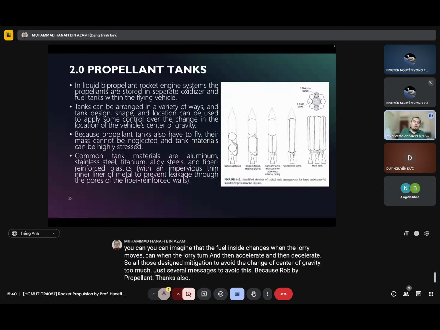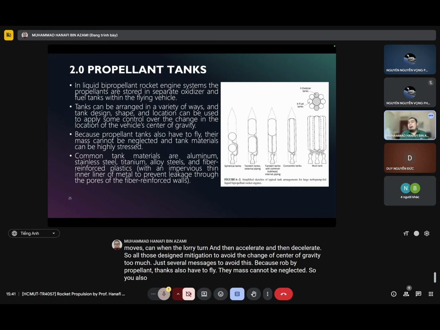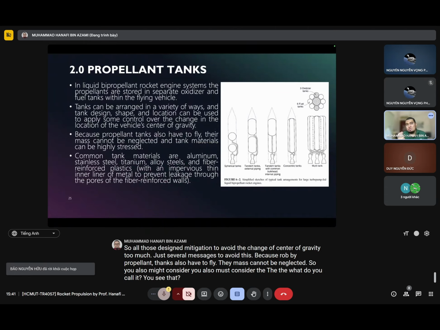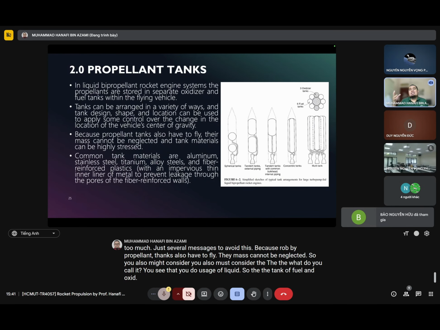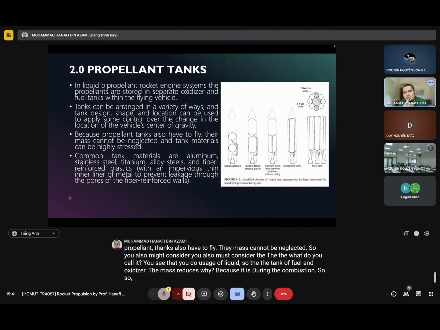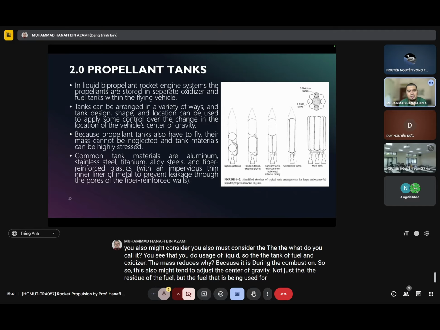Because propellant tanks also have to fly, their mass cannot be neglected. You must also consider the usage of the liquid. In the tanks of fuel and oxidizer, the mass reduces during combustion. So this also tends to shift the center of gravity, not just the movement of the fuel, but the fuel that is being used for combustion.